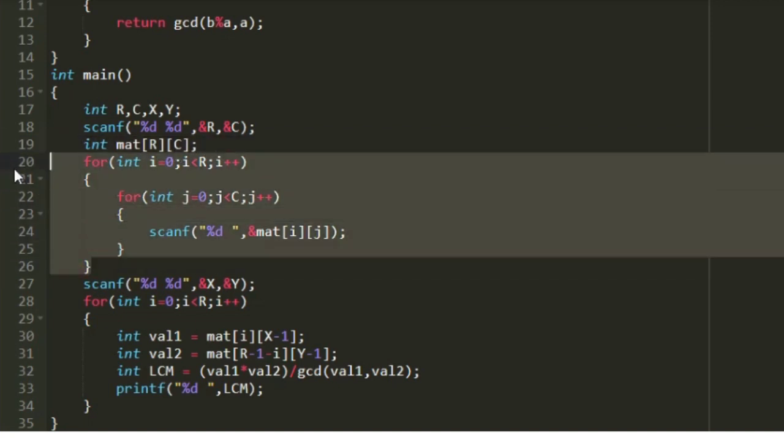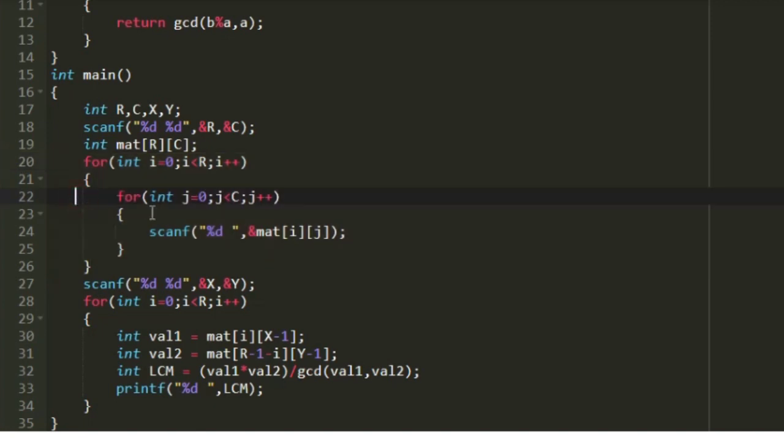So to accept the input matrix, I am creating a nested for loop, and in every iteration of the nested for loop we will accept an integer and store it into the 2-dimensional array mat. So after accepting the input matrix, we have to accept the value of the integers x and y. So in the next line, I am using a scanf statement to accept the value of the integers x and y.